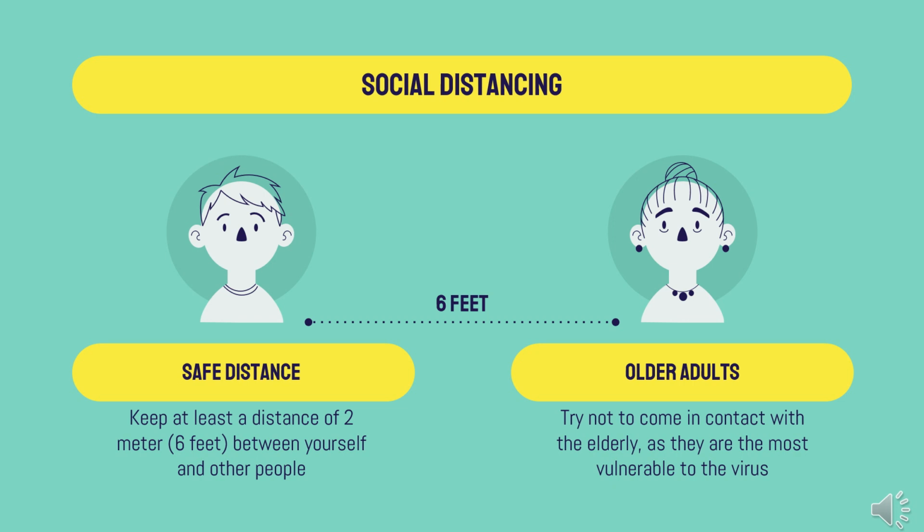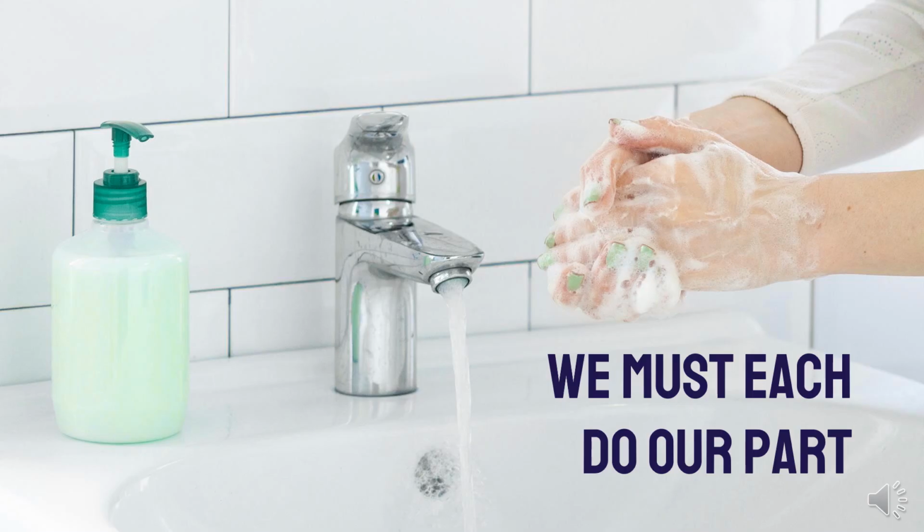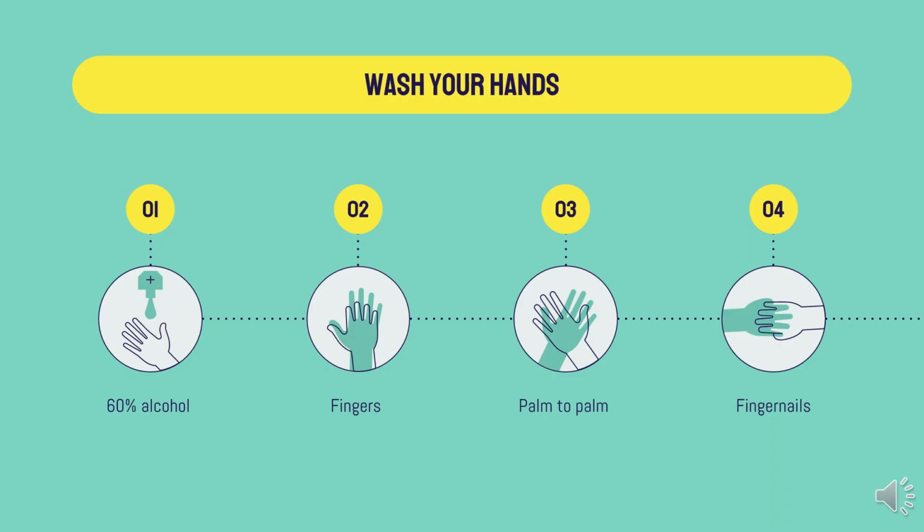Additionally, stay out of crowded places and avoid mass gatherings. Moreover, keeping distance from older adults as they are the most vulnerable to the virus. Wash your hands frequently with soap and water for at least 20 seconds, especially after you have been in a public place, or after blowing your nose, coughing, or sneezing. If soap and water are not readily available, use a hand sanitizer that contains at least 60% alcohol. Cover all surfaces of your hands and rub them together until they feel dry.